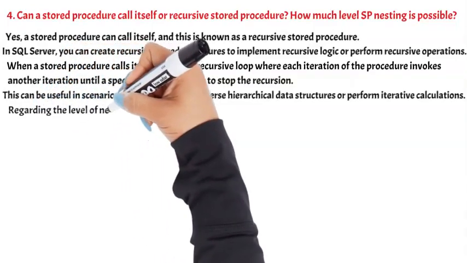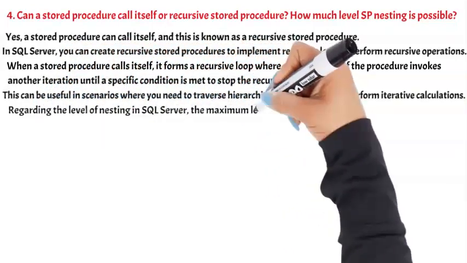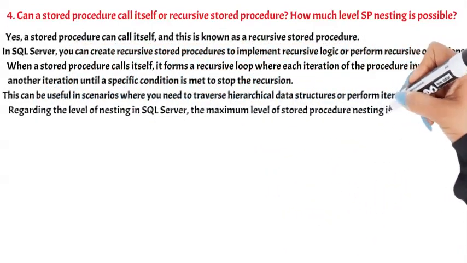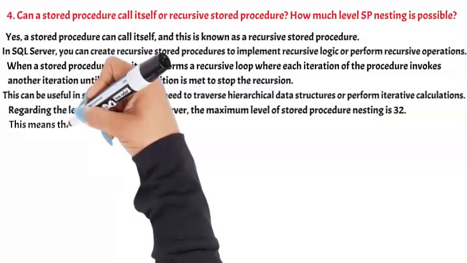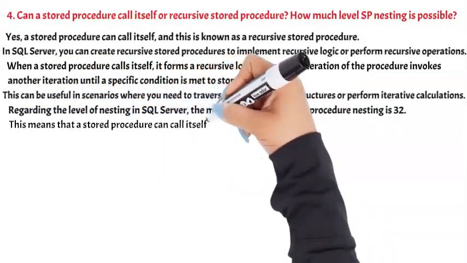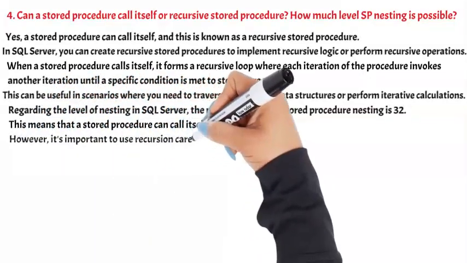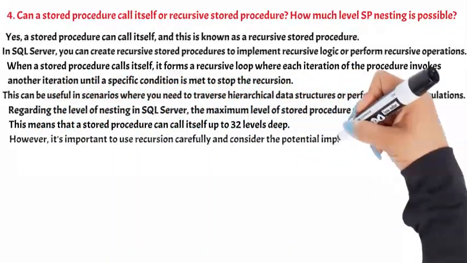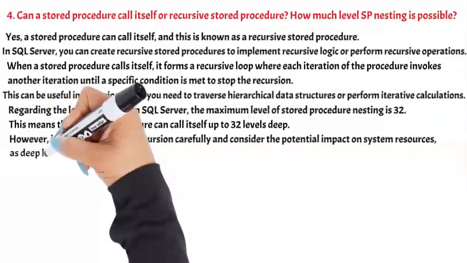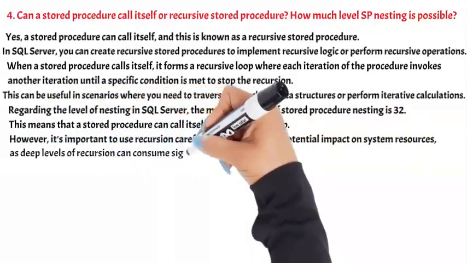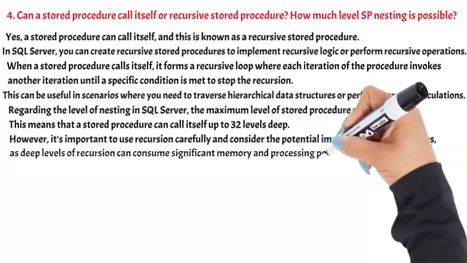Regarding the level of nesting in SQL Server, the maximum level of stored procedure nesting is 32. This means that a stored procedure can call itself up to 32 levels deep. However, it's important to use recursion carefully and consider the potential impact on system resources, as deep levels of recursion can consume significant memory and processing power.